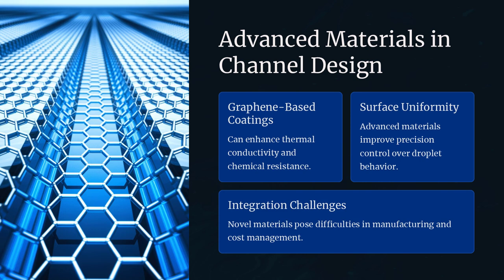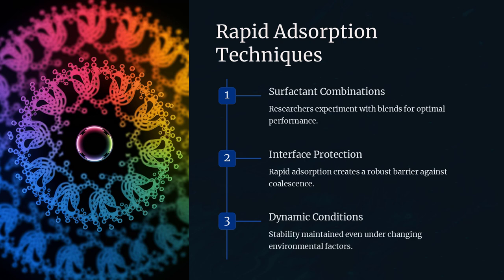Imagine two high-speed highways coming together. If the timing and speed aren't perfectly coordinated, collisions or erratic behavior might ensue, similar to droplets coalescing or breaking apart prematurely. For example, in digital PCR applications, the precise formation of thousands of uniform droplets is essential for accurate DNA amplification and quantification.